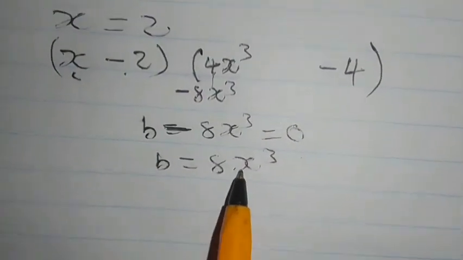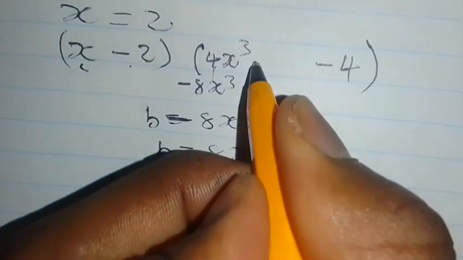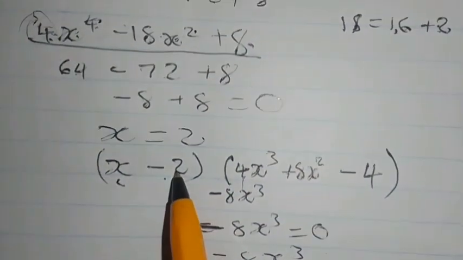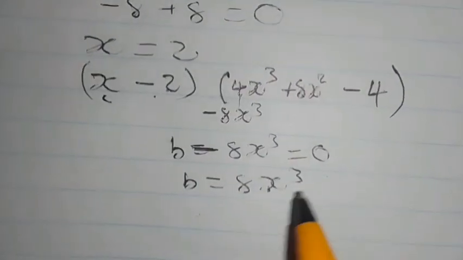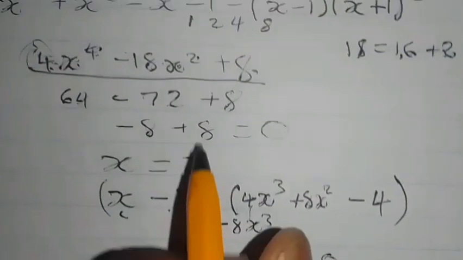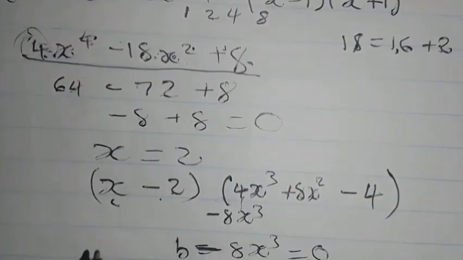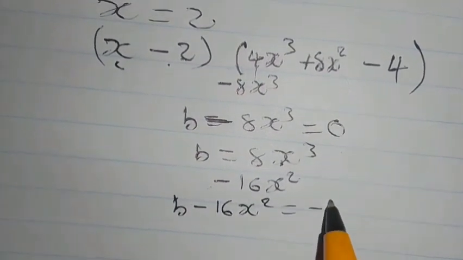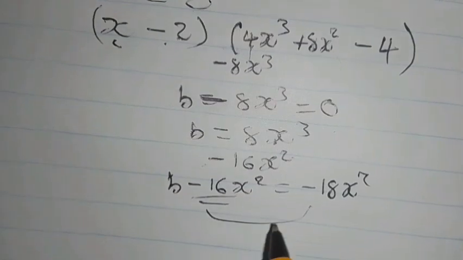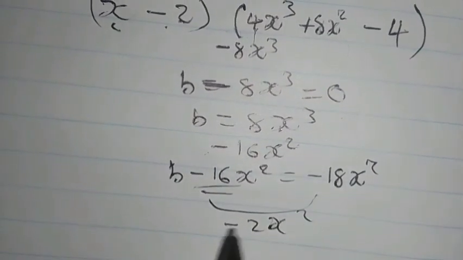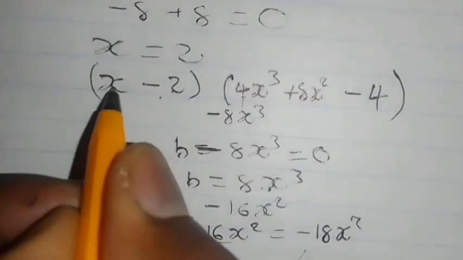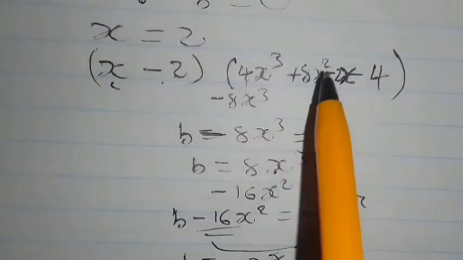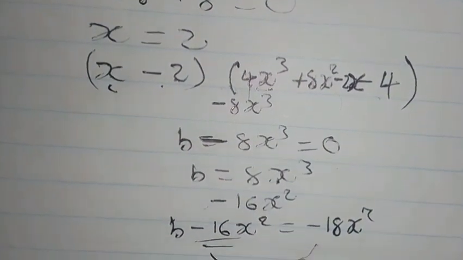So when we have b being 8x to the 3rd, we divide it by x, then we're going to have 8x squared. And now 8x squared multiplied by minus 2, that's going to be minus 16x squared. But notice that here we have minus 18x squared. So that means that b minus 16x squared is equal to minus 18x squared. So when you take this to the other side, then we'll have minus 2x squared. Then you divide minus 2x squared by x, then we'll just have minus 2x.